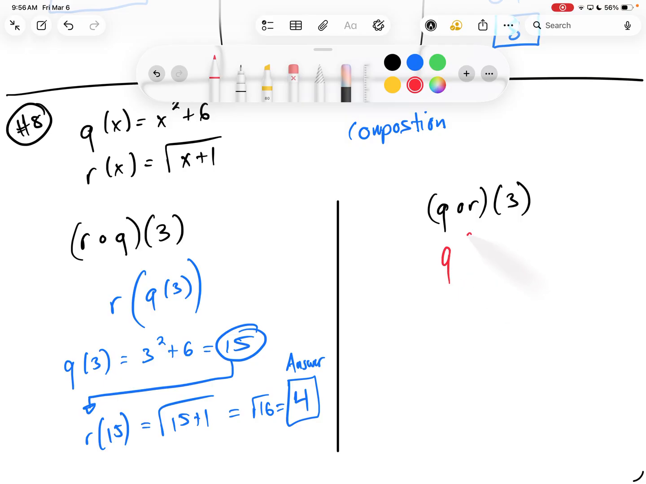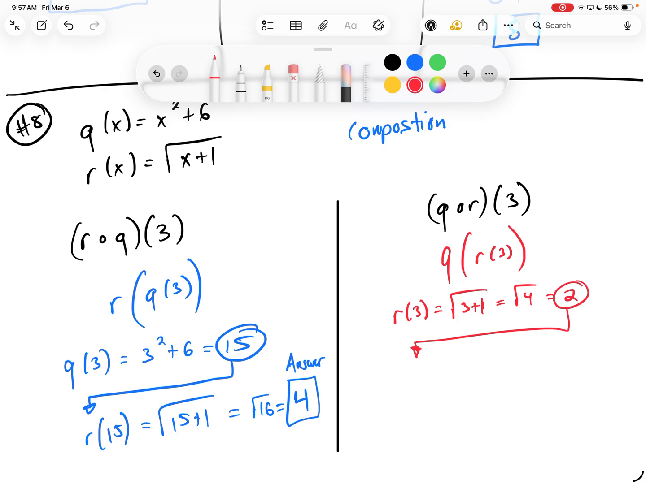All right, so this one backwards is the opposite. The R is on the second, so I'm going to plug the 3 into R, and then whatever I get out, I plug into Q. So that's the square root of 4, which is 2. So now I'm going to take that 2 and plug it into Q. And that's my answer. So you plug a 3 into R, and then we get out a 2, so we take that 2 and plug it into Q.